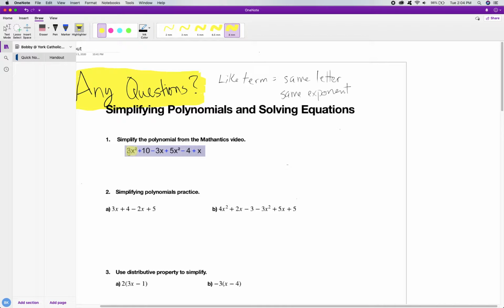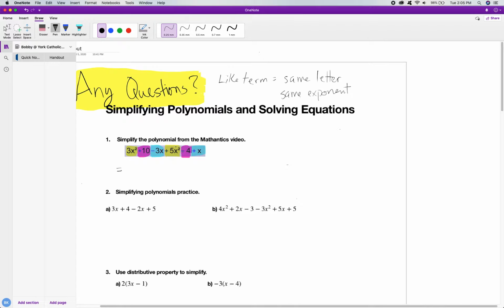3x squared. What has the same letter? Well, that has the same letter but not the same exponent. But 5x squared, positive 5x squared, the same letter, same exponent. I have positive 10 here and negative 4. Those are both numbers, or constants as we call them, so those are the same. And I have negative 3x and positive x. Those both have x in them and same exponent, so they're like terms.